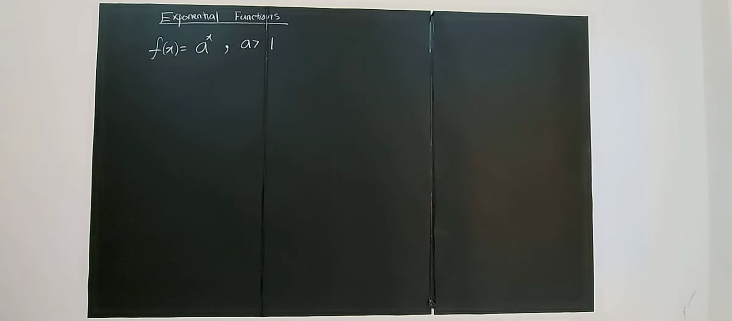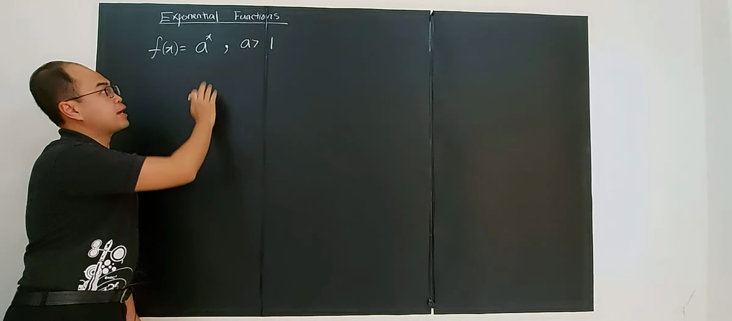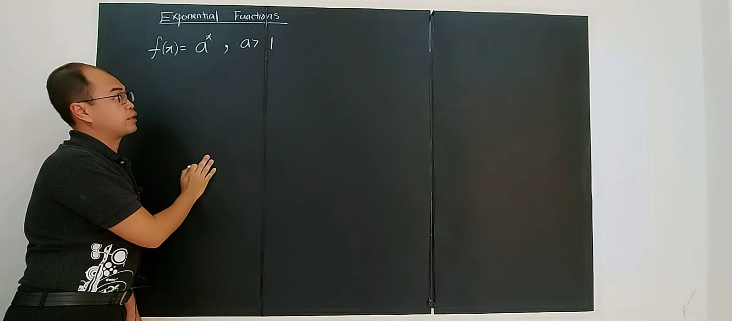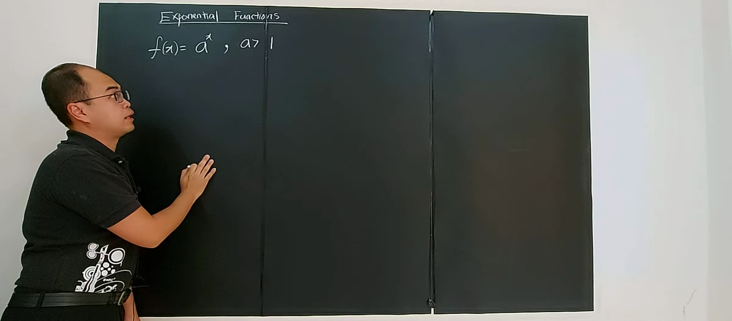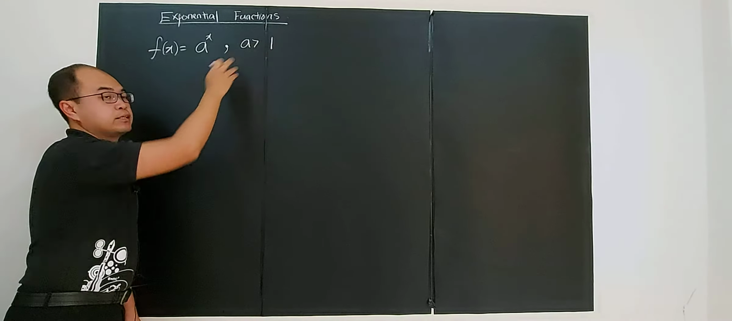Hello, in this video I'm going to talk about the exponential function. What is an exponential function? An exponential function is defined to be f(x) = a^x, where a must be greater than 1. Yes, a is supposed to be greater than 0, right? Greater than 0. And I'm going to change the range so that a will be greater than 1.